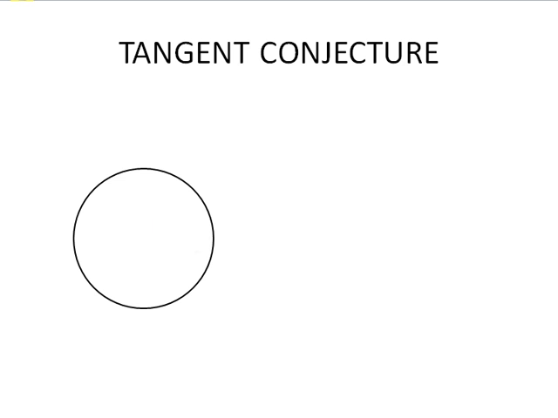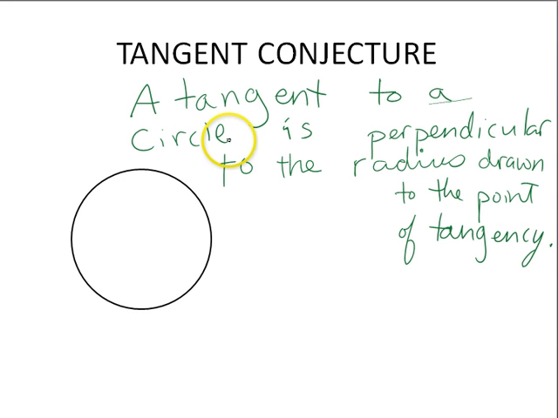The first conjecture that we have is called the tangent conjecture, which says a tangent to the circle is perpendicular to the radius drawn to the point of tangency. So let me draw a picture because that wording can be a little confusing.